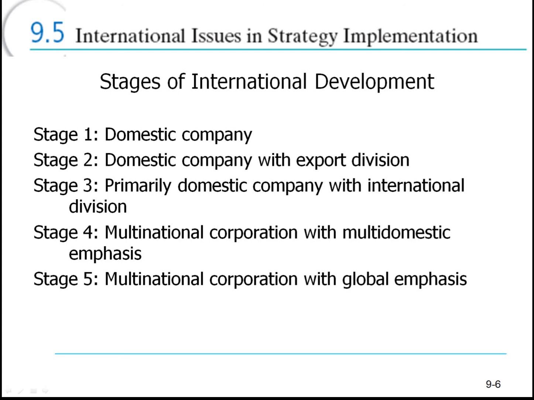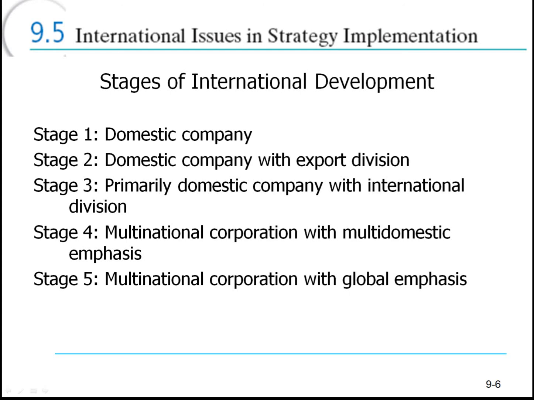So let's look at the stages of international development. You have the domestic company. This is a company that only operates within its home country. You have the domestic company which does exporting. This is a company that primarily operates in its own country, but then they send products out overseas. You have a primarily domestic company with international divisions. So this is a company that focuses primarily on the country that it exists within. However, they may have divisions outside. And those divisions may be providing manufacturing resources. They may even be selling some products, but they're primarily geared towards that main country that the company operates in, which is its home country.